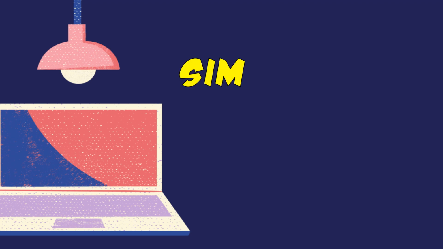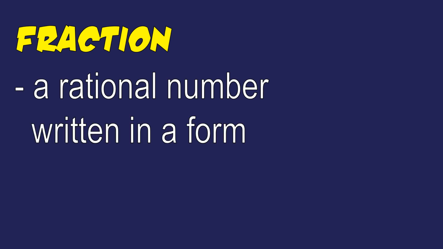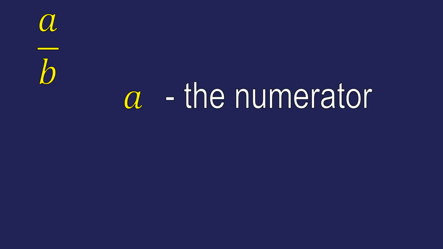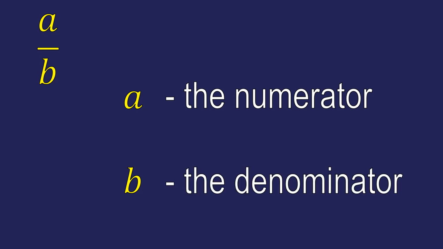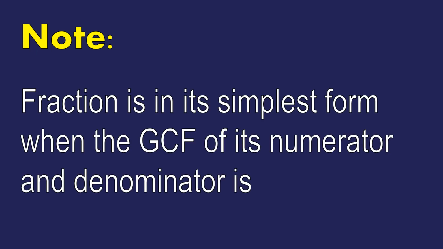For today, we are going to discuss simplifying rational expressions. When we say fraction, it is a rational number written in the form a over b, where b should not be equal to 0. In a over b, a is our numerator and b is the denominator. Take note that a fraction is in its simplest form when the GCF of its numerator and denominator is 1.